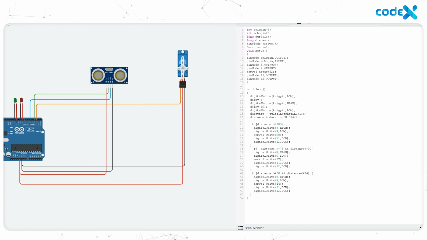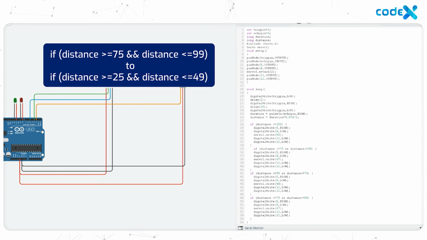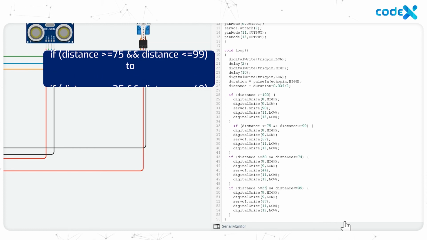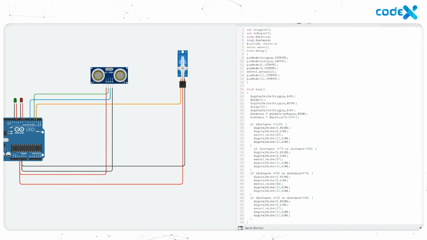Similarly, paste these codes again. Change the condition if within brackets distance greater than or equal to 75 and distance lesser than or equal to 99 to if within brackets distance greater than or equal to 25 and distance lesser than or equal to 49. The red LED should continue to blink and the green LED should be turned off itself.